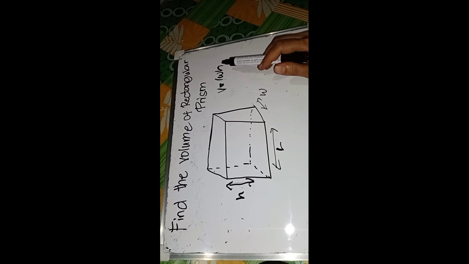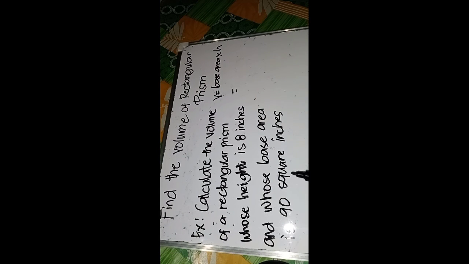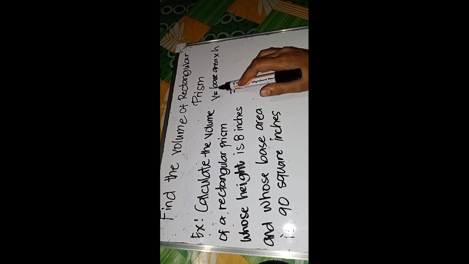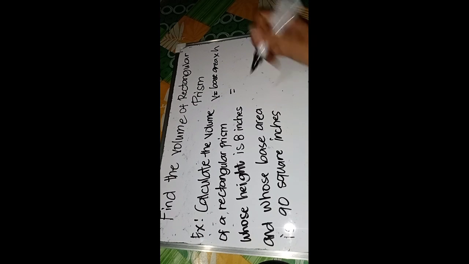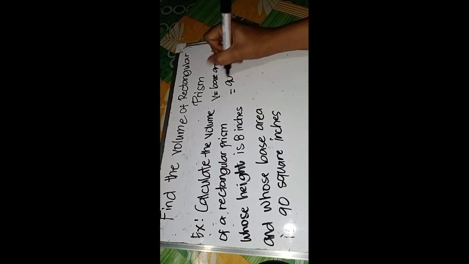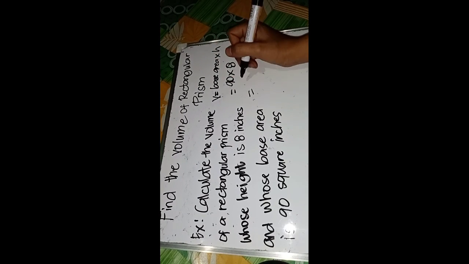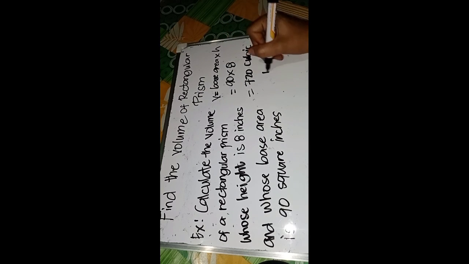Just like for example, calculate the volume of a rectangular prism whose height is 8 inches and whose base area is 90 square inches. This is our formula. Volume of a rectangular prism equals base area times height. Our base area is 90 times our height, that is 8. Okay, 90 times 8 equals 720 cubic inches.